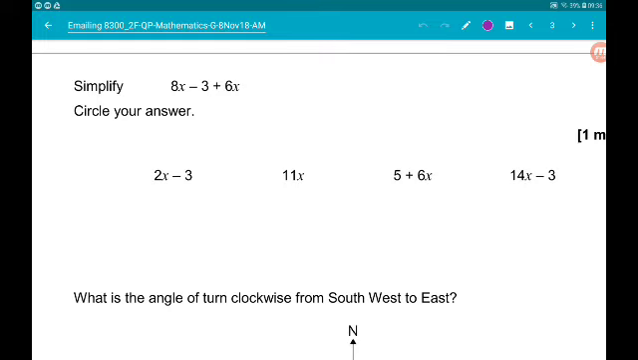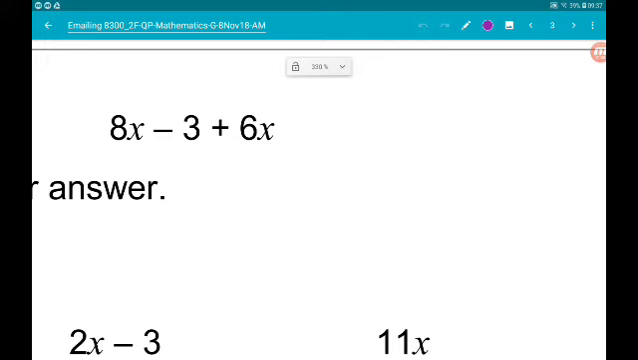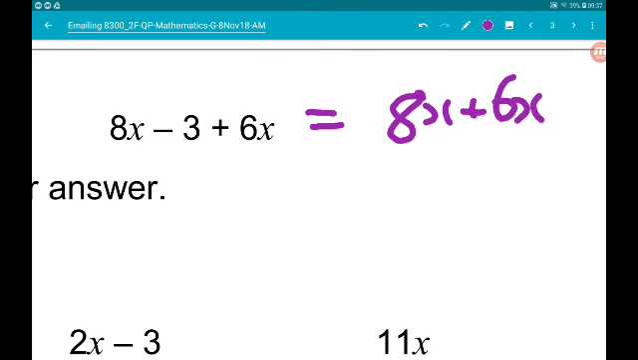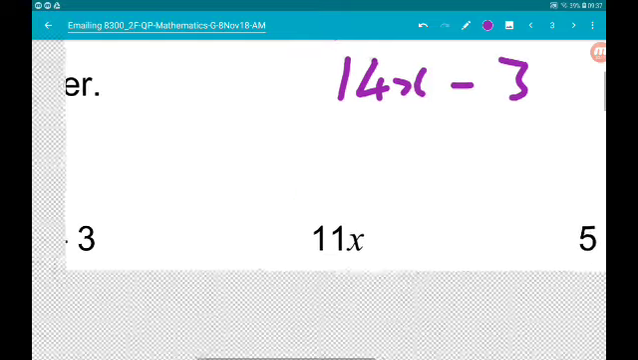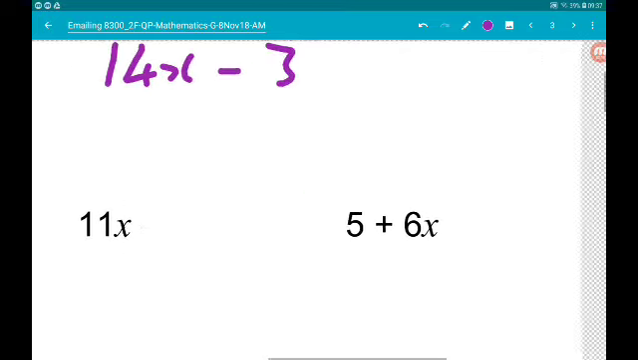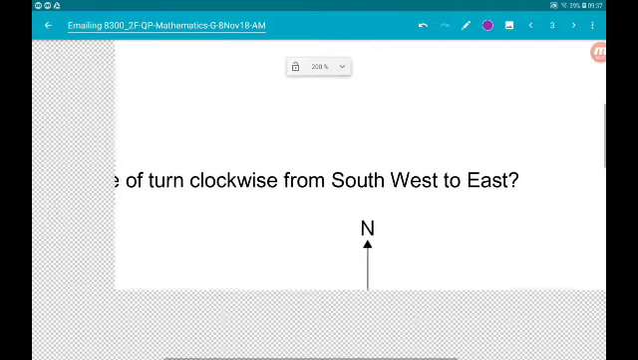Question 3 wants us to simplify 8x minus 3 add 6x. Okay, so this is collecting like terms. We could rewrite this as 8x add 6x minus 3. 8x add 6x is 14x, minus 3. There he is. Cool.